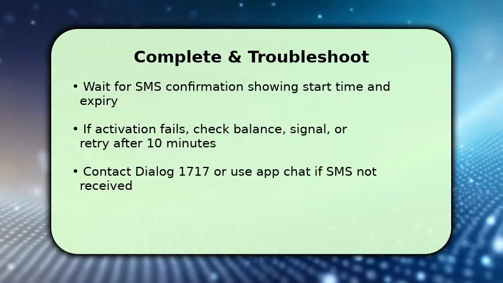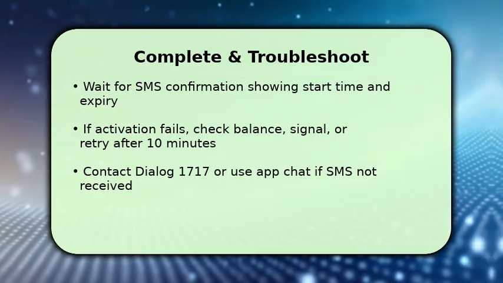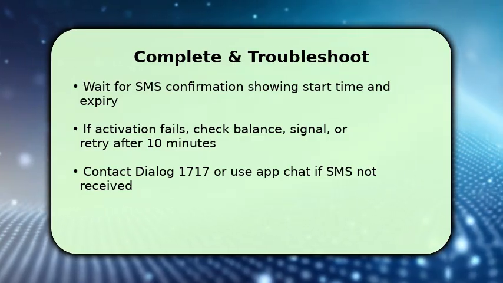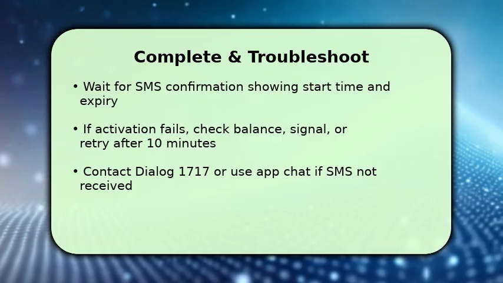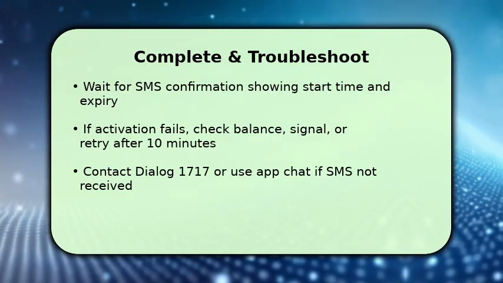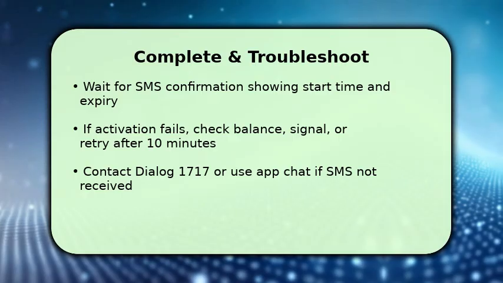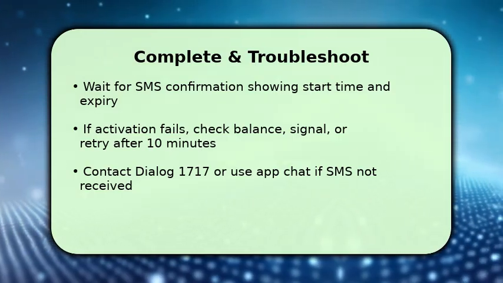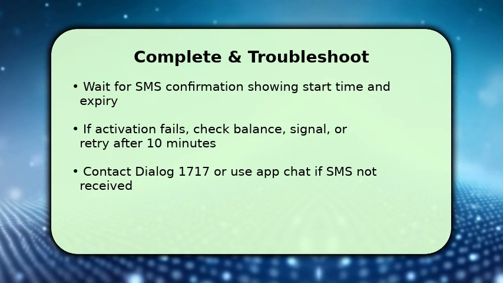If activation fails, recheck your balance, ensure a strong signal, and retry the USSD or app after 10 minutes because provisioning can be delayed. If problems persist, reboot the phone and confirm APN settings remain default. Finally, contact Dialog support via 1717 or in-app chat.